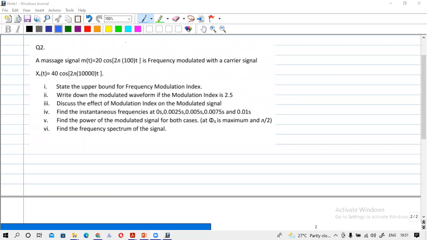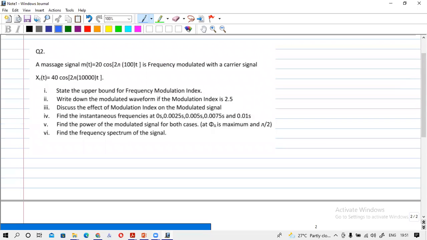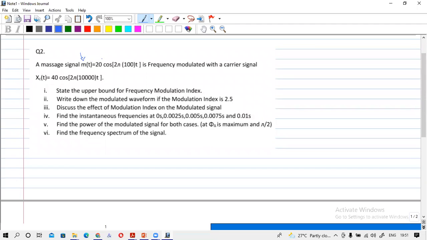Okay, we will do this question. This is, I hope, assignment 3, question 2. This question is related to frequency modulation. This is our message signal, and this is the amplitude of the message signal. And this is 25 FMT form.